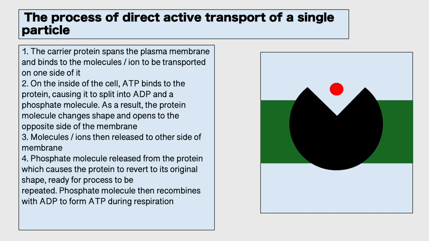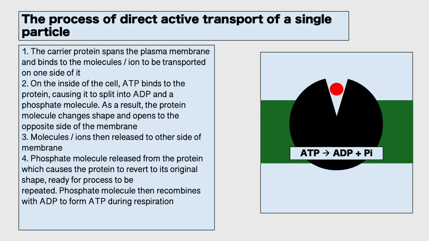The carrier protein spans the plasma membrane and binds to the molecules or ions to be transported on one side of it. On the inside of the cell, ATP binds to the protein, causing it to split into ADP and a phosphate molecule. As a result, the protein molecule changes shape and opens to the opposite side of the membrane. The molecule or ion is then released to the other side of the membrane.